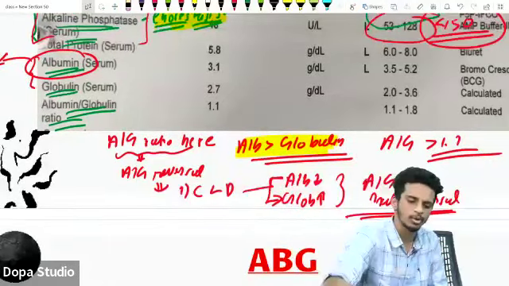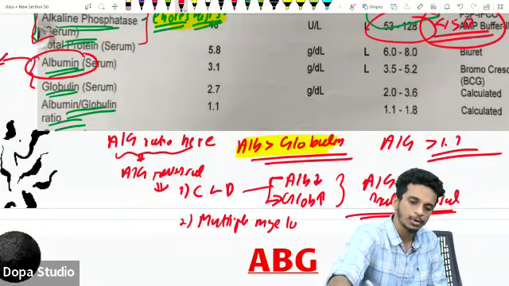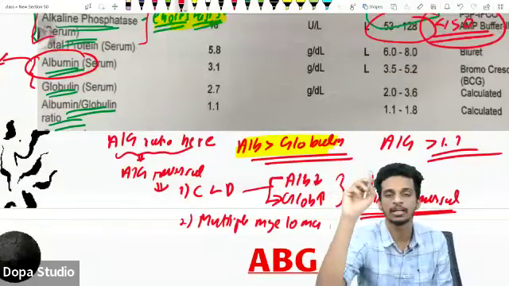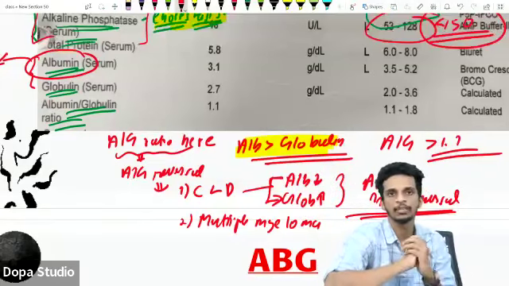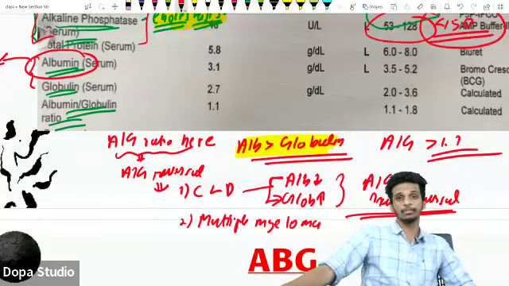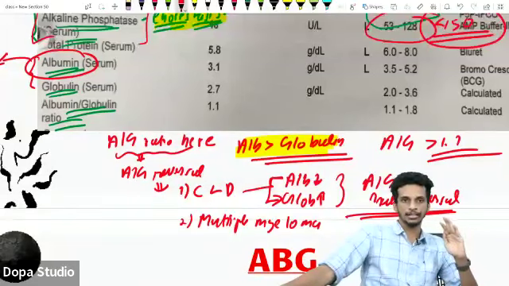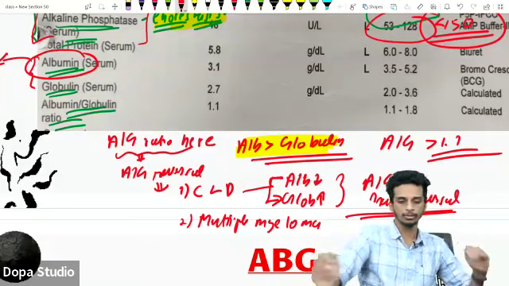We have many other causes also. One more thing I'll mention here is multiple myeloma. Because multiple myeloma, as you all know, is polyclonal hypergammaglobulinemia. The name itself contains hypergammaglobulinemia, which means globulin is going to increase, which means A by G is going to get reversed. We have many other conditions, but understand that whenever you see A by G reversal, two things should come to your mind: one is CLD, and one is multiple myeloma.